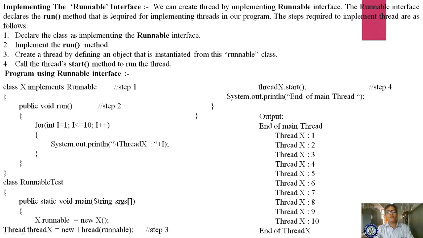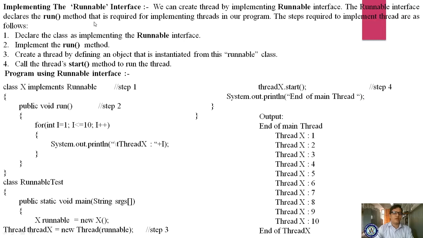The Runnable interface declares the run method that is required for implementing threads in our program. The Runnable interface consists of a run method, and you are implementing that thread in your program. Let us see what are the steps to be followed while implementing the thread classes.